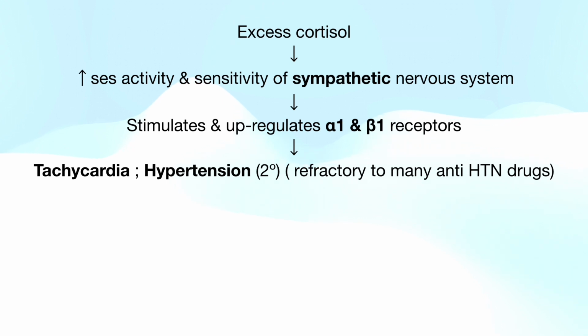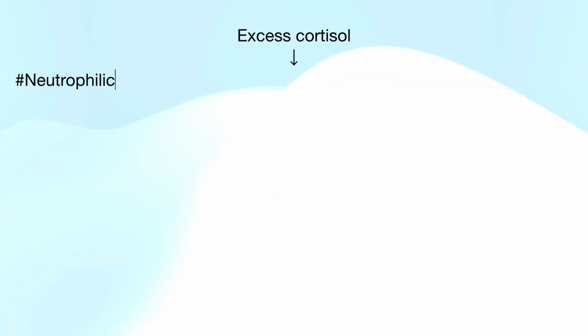That leads to stimulation and upregulation of alpha-1 and beta-1 receptors. So, there is vasoconstriction and increased myocardial activity which causes tachycardia and secondary hypertension. This hypertension, it is refractory to many antihypertensive drugs.